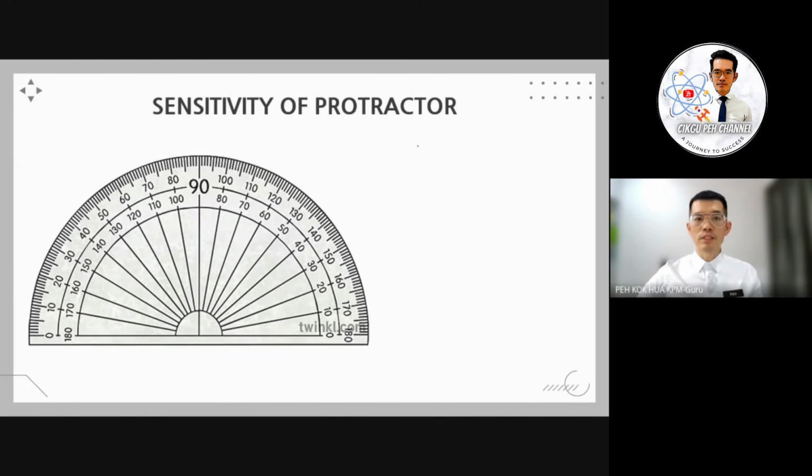Okay. Next will be a discussion regarding the sensitivity of the protractor. Most of the students have doubts regarding how many decimal places you need to put in your reading. This is based on the sensitivity of the protractor. From here, you can see the smallest division, from here to here, is actually 1 degree. That means your reading of the angle should not involve any decimal place.